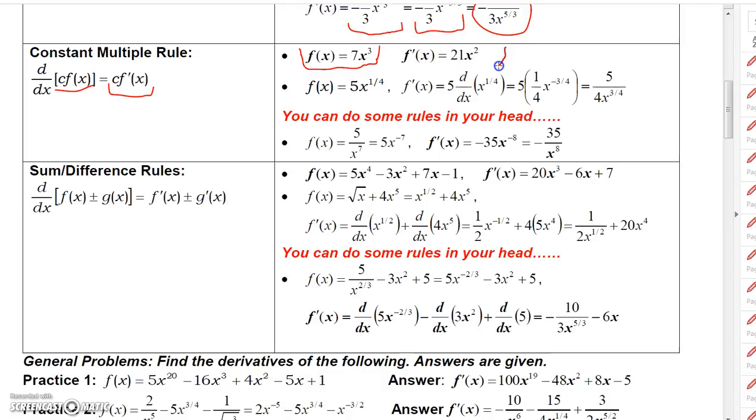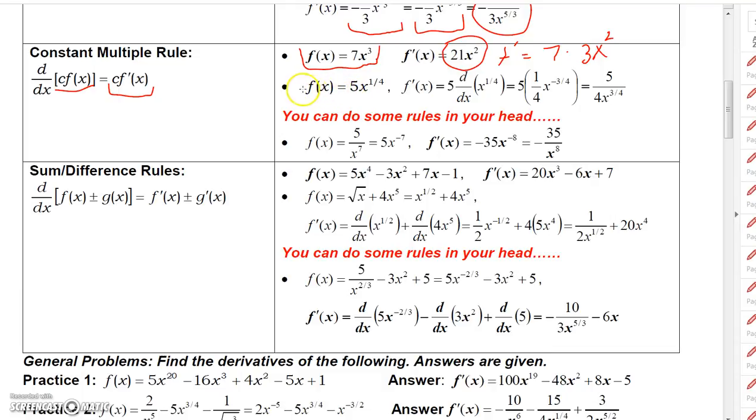So the derivative of 7x cubed would actually be 7 times the derivative of x cubed. So what's the derivative of x cubed? It's 3x squared. And then 7 times 3x squared gives me 21x squared. But see, with practice, you don't need this intermediate step. You can actually just do this in your head. The derivative of 7x cubed is 7 times the derivative of x cubed, so that would be 7 times 3x squared, which gives you 21x squared.